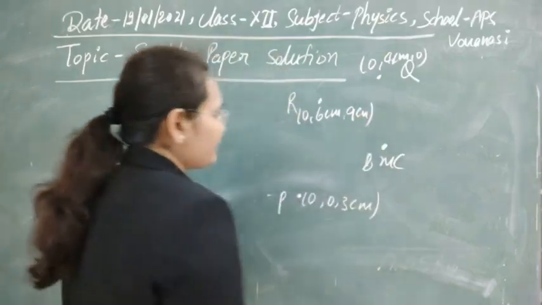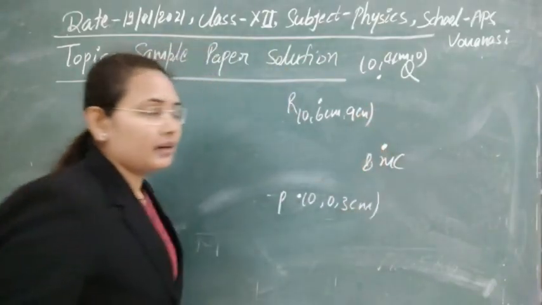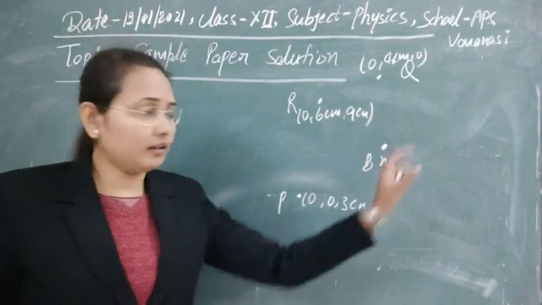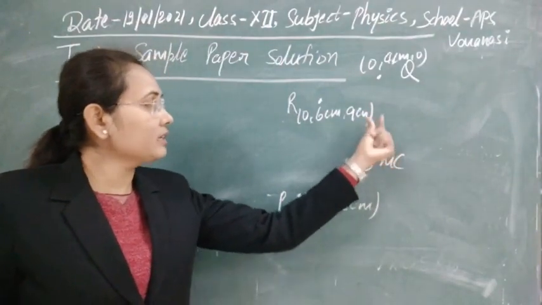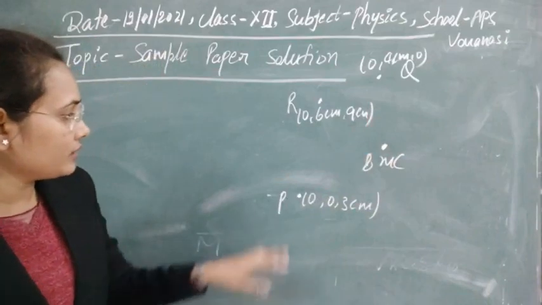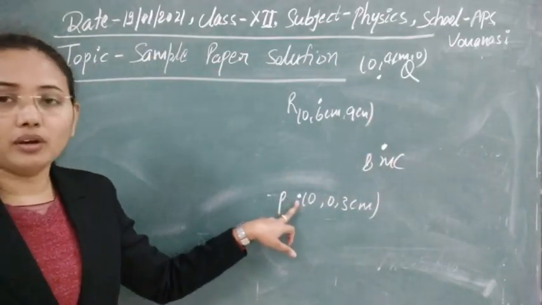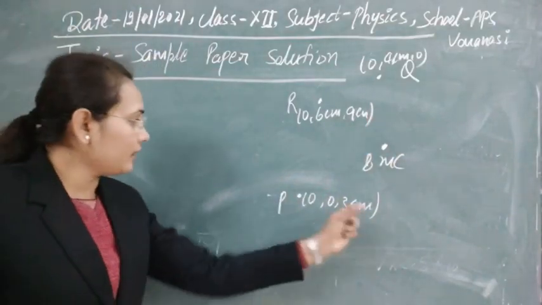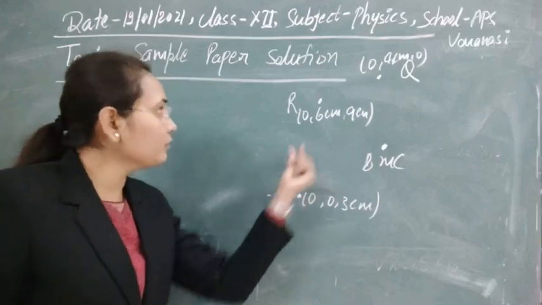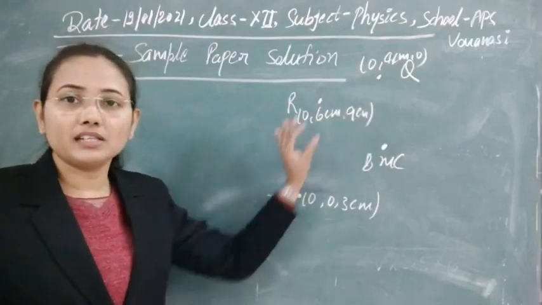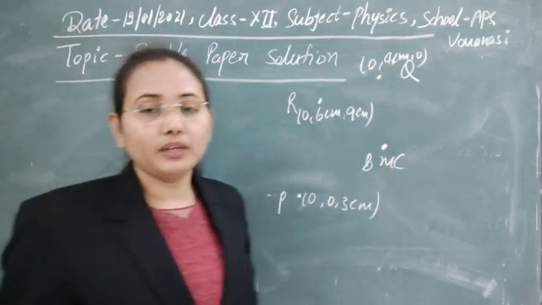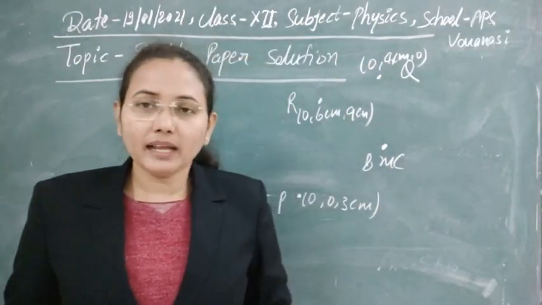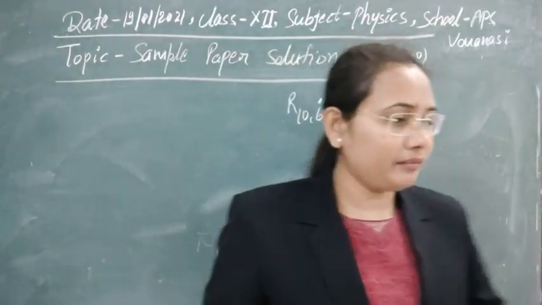So this is our question. We have this charge of 8 millicoulomb at the origin, and one charge of 2 nanocoulomb that we are going to transfer from P to Q. Means we are moving this charge from P to Q, and we have to calculate what will be the work done during this process.